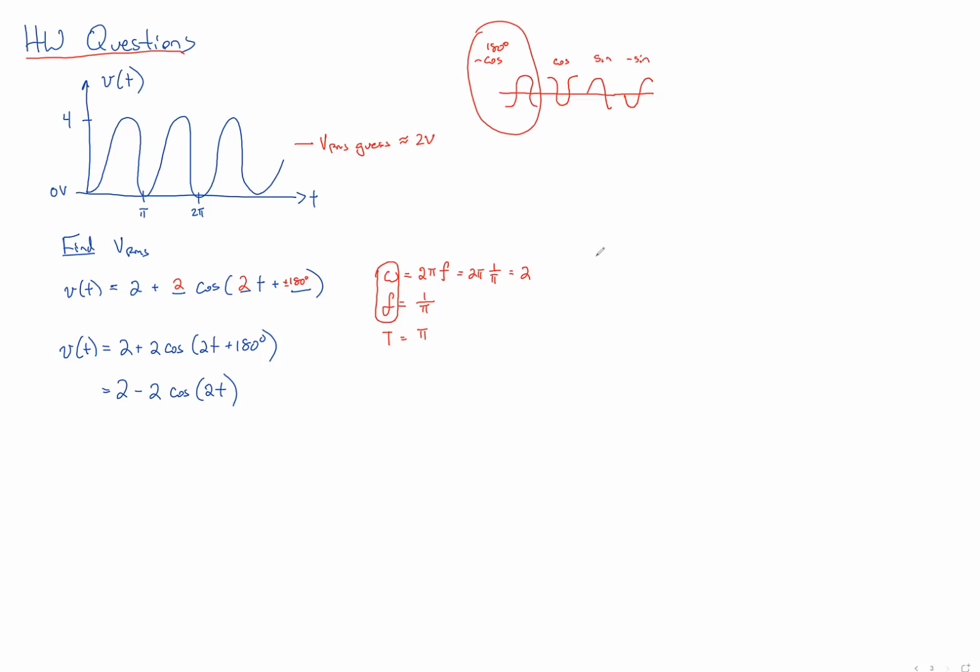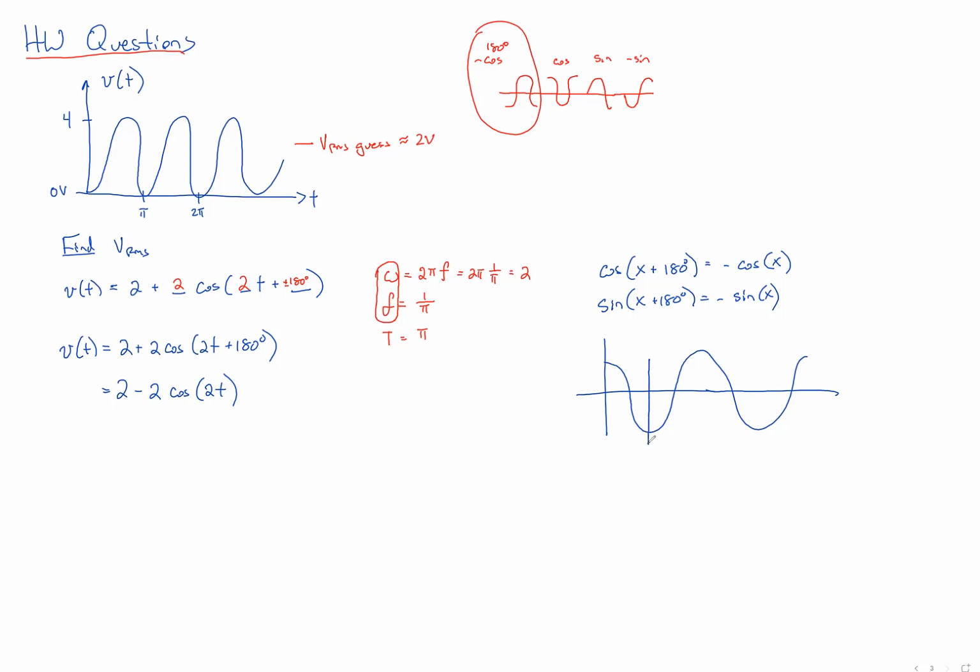So you'll remember from your high school trig that cosine of x plus 180 is the same thing as minus cosine of x. Same thing as sine of x plus 180 is the same thing as minus sine of x. You can see why, because if you graph, let's just do cosine for a second. If you graph this thing that goes on forever, if you start off at 180 degrees out of phase here, this waveform just looks like the negative of this waveform.